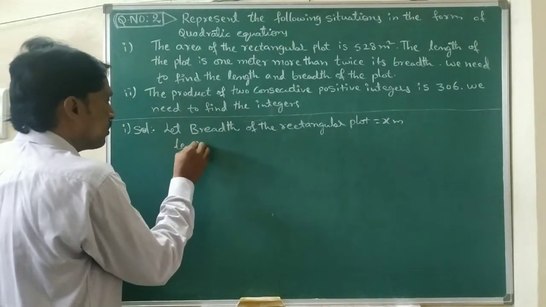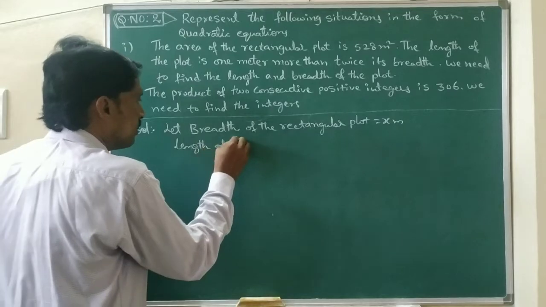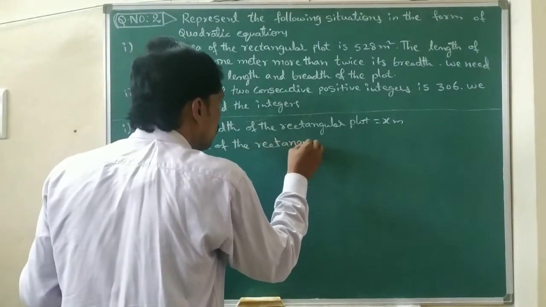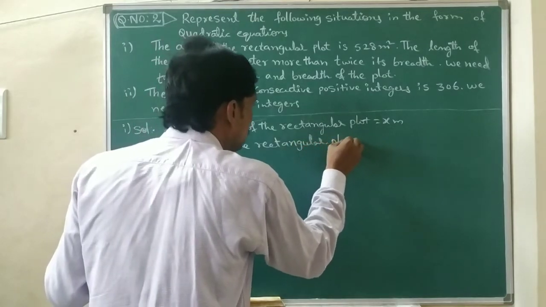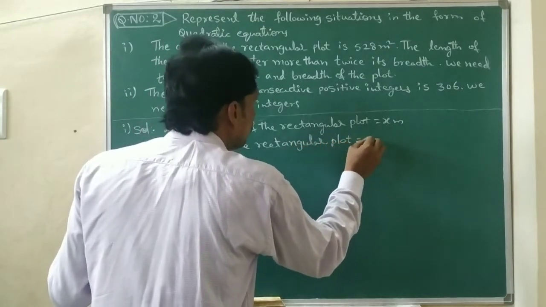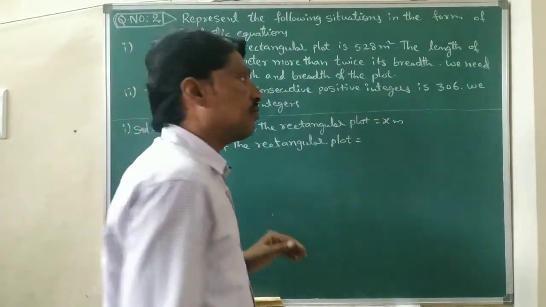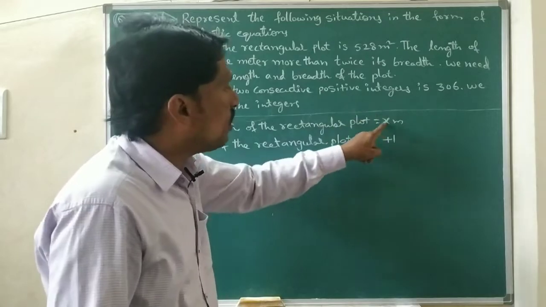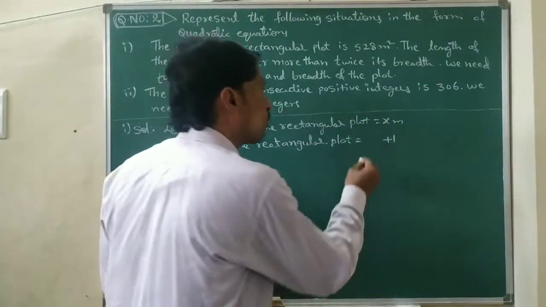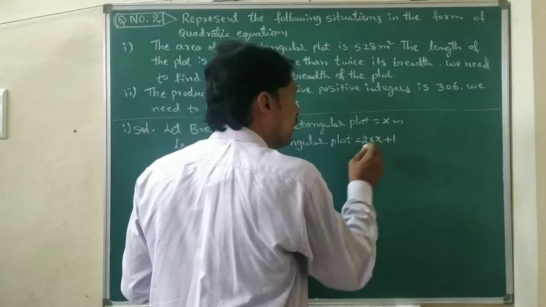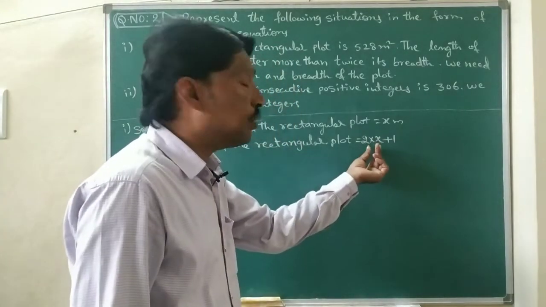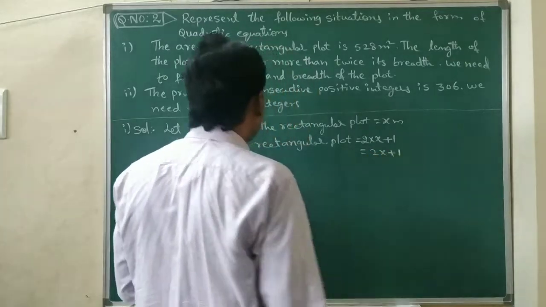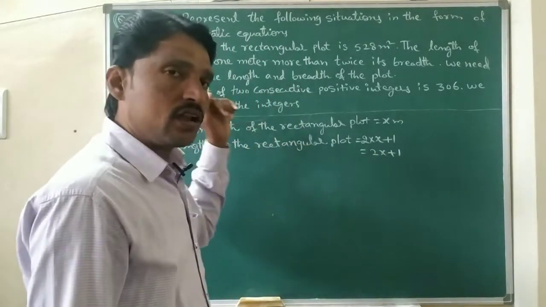Now length you have to take. Length of the rectangular plot, we can get 1 meter more than, which means plus 1, twice its breadth. Breadth what we took here? x we took. Twice means we need to multiply with 2, means 2x, that is 2 into x plus 1. So length equals 2x plus 1. So here length we know, breadth also we got it.